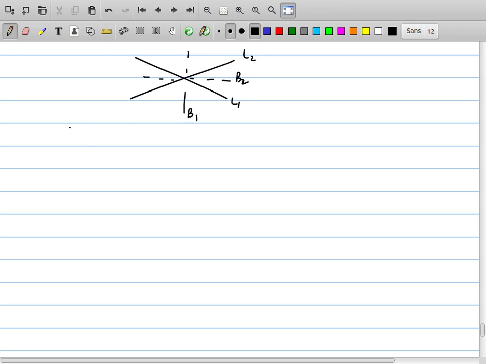Now what we do is, let the equations of the two lines be A1x plus B1y plus C1 is 0 and A2x plus B2y plus C2 is 0. Make sure all the terms are on one side of the equation. Now step 1, find the value of A1 A2 plus B1 B2. That is the coefficient of x in both the equations and the coefficient of y in both the equations. Take the product of them and add them.